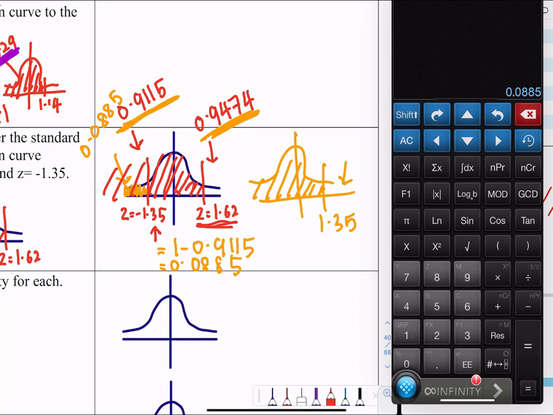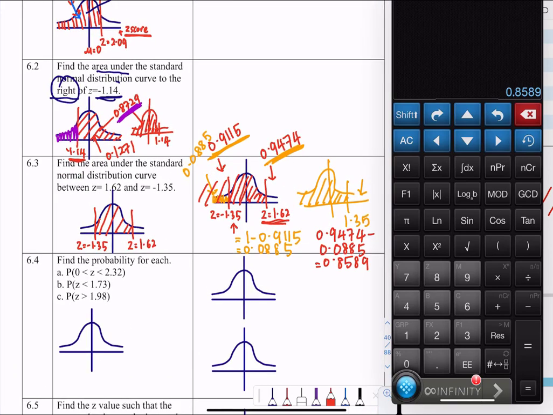So now we take 0.9474 minus 0.0885. We have 0.9474 minus 0.0885 equals 0.8589. This is the answer. For 6.3, the answer will be 0.8589.